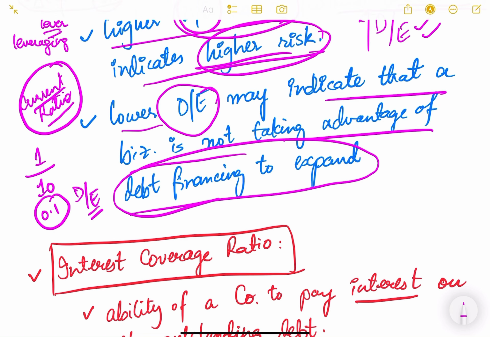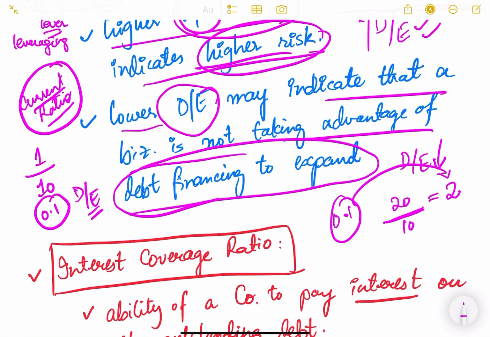So see, if the debt to equity ratio is very low, what does it mean? It means that you are not able to obtain loans from the market and you are not able to expand your business. Say for example, if you have your own 10 rupees and in the market you are able to obtain 20 rupees as loan because of this 10 rupees and the prospect of your business, your debt to equity ratio can become 2. But now your debt to equity ratio is only 0.1, say for example. So there was leverage that you could have obtained, you could have expanded your business, you could have made your business even bigger, but you are not doing it.